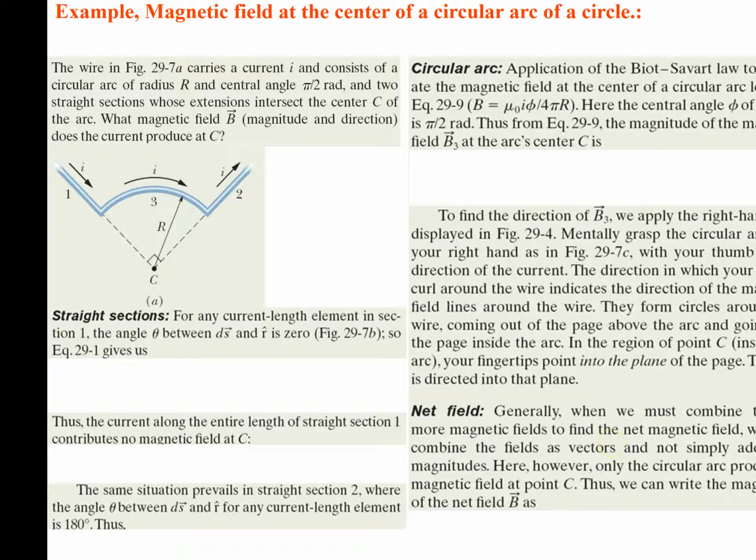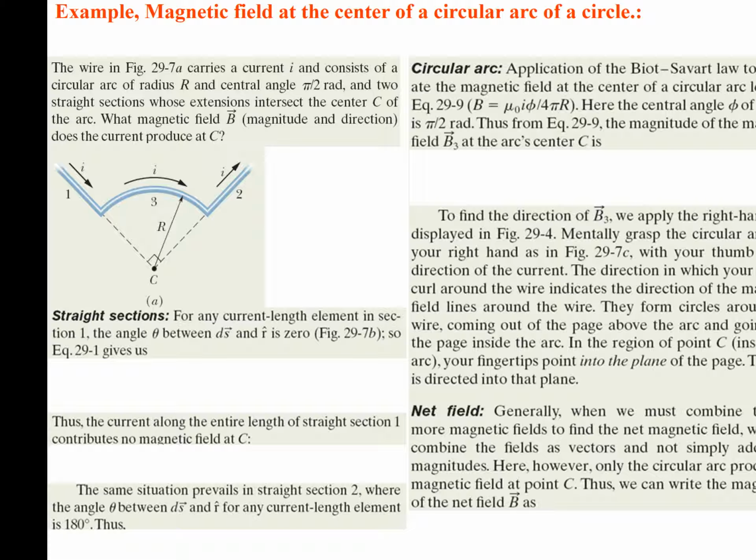All right, let's do an example. Looking at this, it looks kind of complicated, but if you break it down, it's really not that bad. The wire carries a current I and consists of a circular arc of radius r and a central angle of pi over 2 radians, and 2 straight sections whose extensions intersect the center C of the arc. What magnitude and direction of field B does the current produce at C? Okay, well, let's first look at each section at a time.